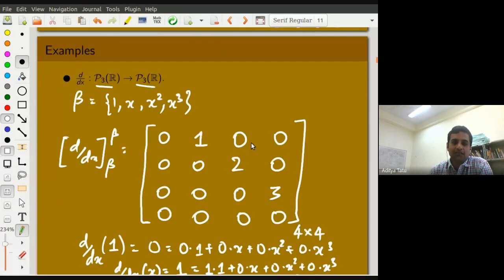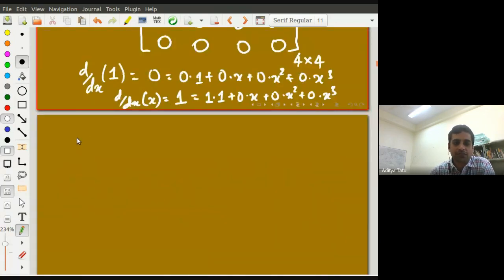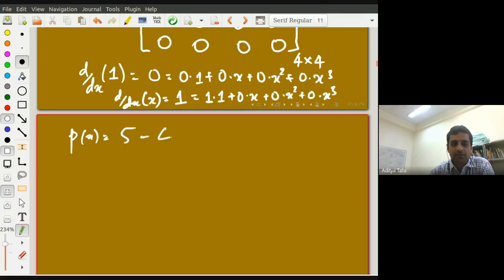So if you look at it, one advantage is if I want to, for example, implement this derivative in MATLAB, I hope all of you know, you cannot do it directly, right? But if you know that I'm going to apply this only on polynomials of degree at most 3, write this matrix and use it to compute the derivative. For example, if I want to compute the derivative of the polynomial, I don't know, 5 minus 4x plus 10x squared. So what should I do?